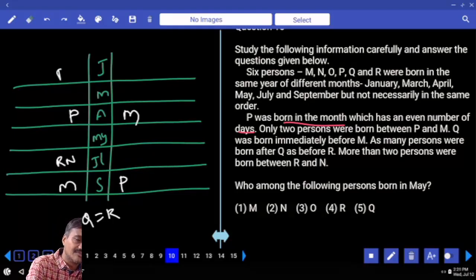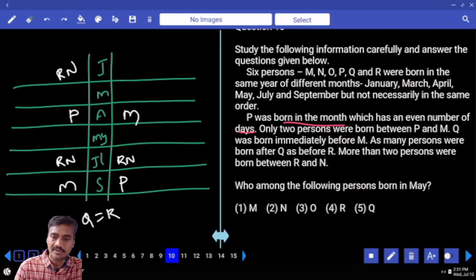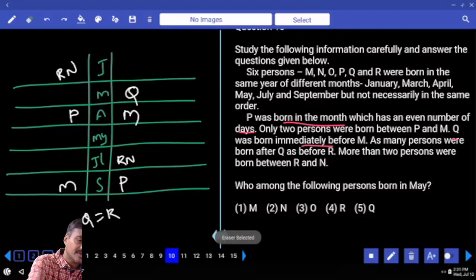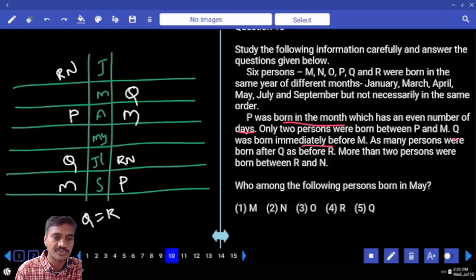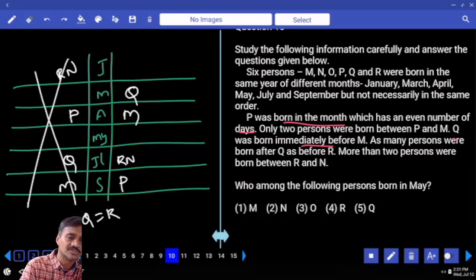R and N will be divided. Then in this case also more than 2 is... Now Q was born immediately before M. In this one, Q was born immediately before M, hence Q will be here. More than 2 people between R and N is not possible in this case. And coming back to this one, R and N, number of persons after R. Now Q and R must be equidistant. Then N will be here. If N is here, O is the person left.